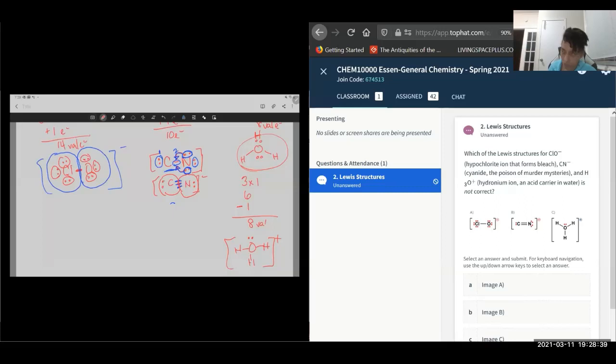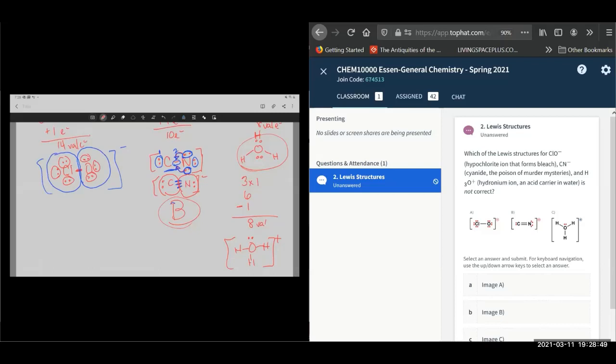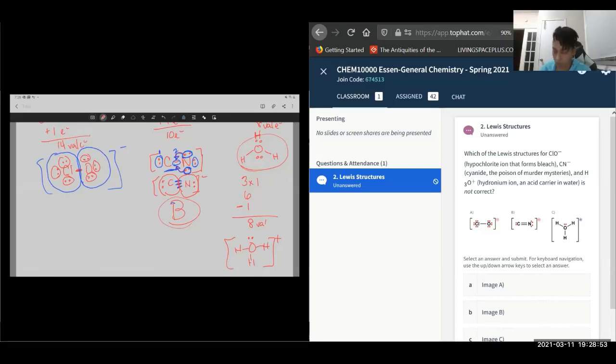So the one that is not drawn correctly is B, because it has too many lone pairs of electrons on nitrogen, where it should only have 1 lone pair. So the answer is B.